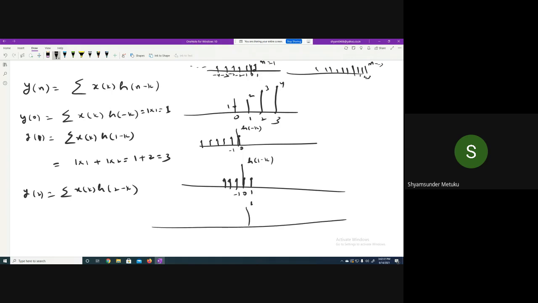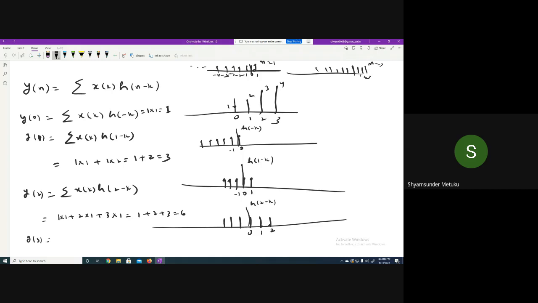So when n equal to 2, h of 2 minus k, which one do you consider? From where will it start? u of n minus k, 2, 1, 0. You go on, right? Then how many overlap? 3 samples overlap. Tell me. 1 into 1 plus 2 into 2, 1 into 1 plus 3 into 1, that is 6. What is the total? 1 plus 2 plus 3 is equal to 6.